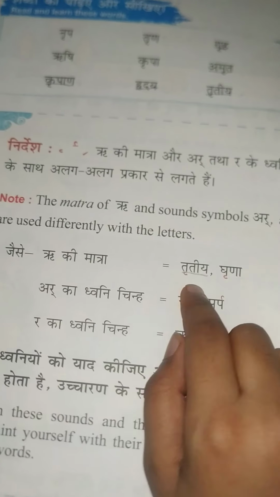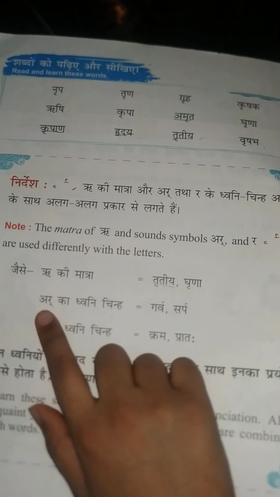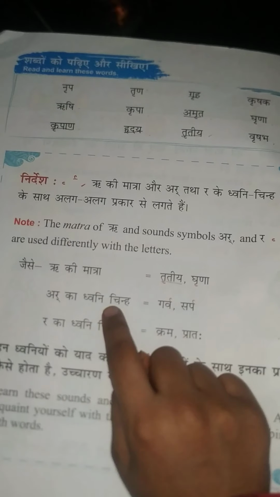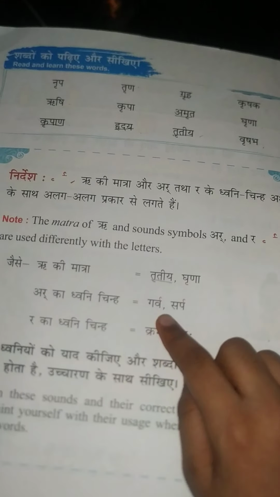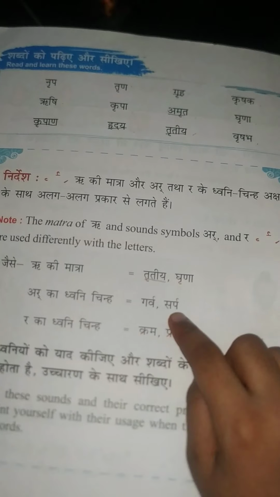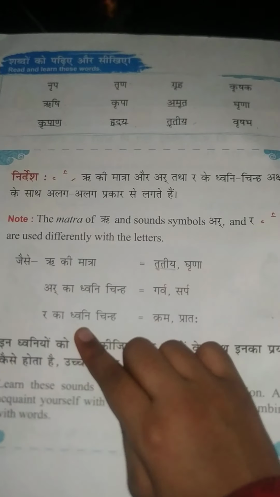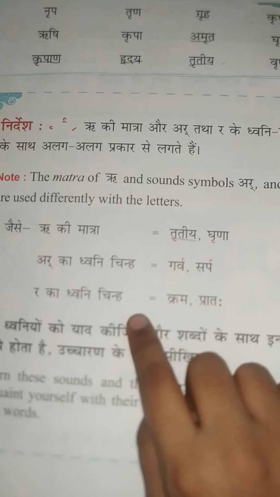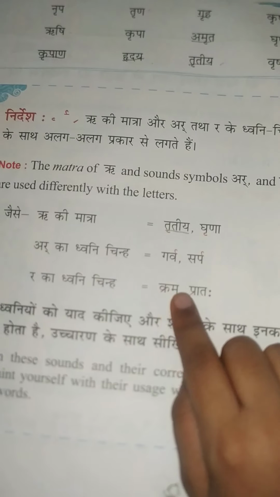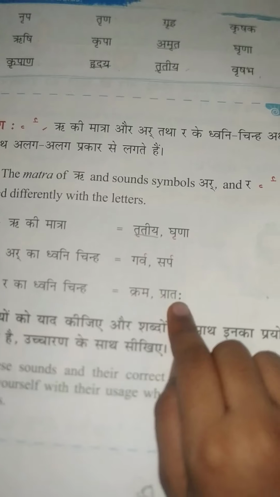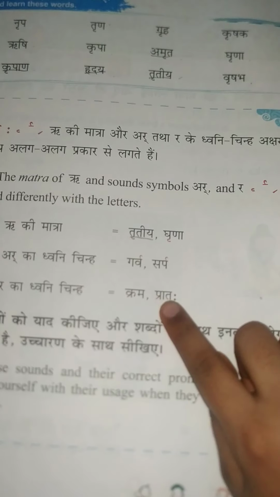Jaise, Ru ki matra: Ritu, Tritiya, Grina, Guna. Ra ke dhvani chinha: Gavaiya, Sapra. Ra ka dhvani chinha: Grima, Prataha. This is like that letter.